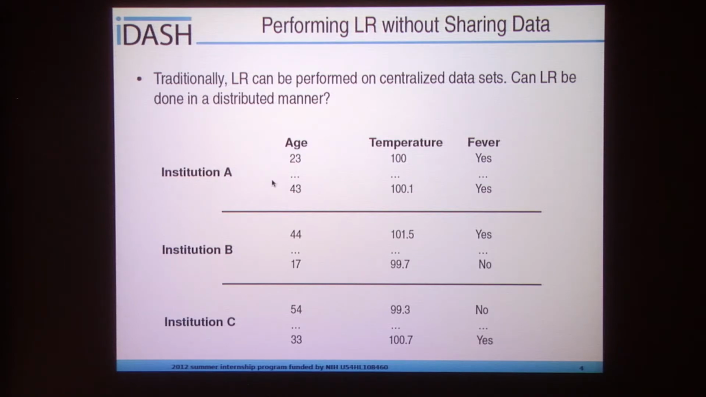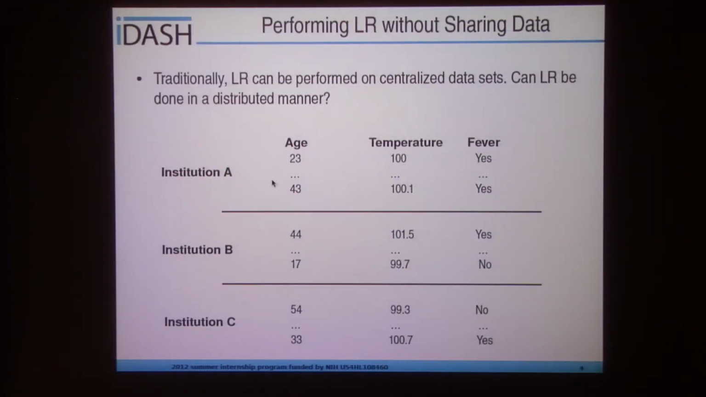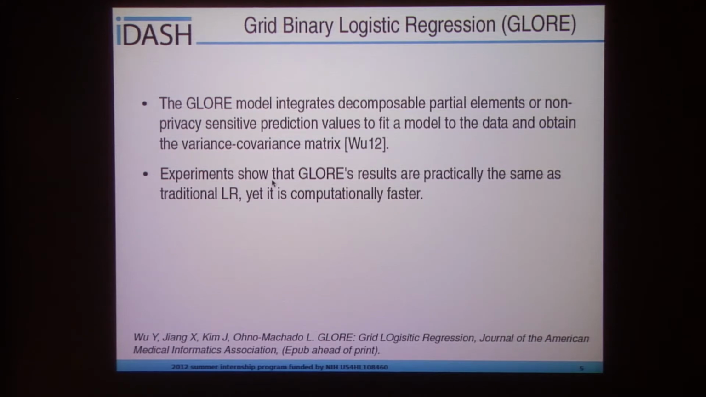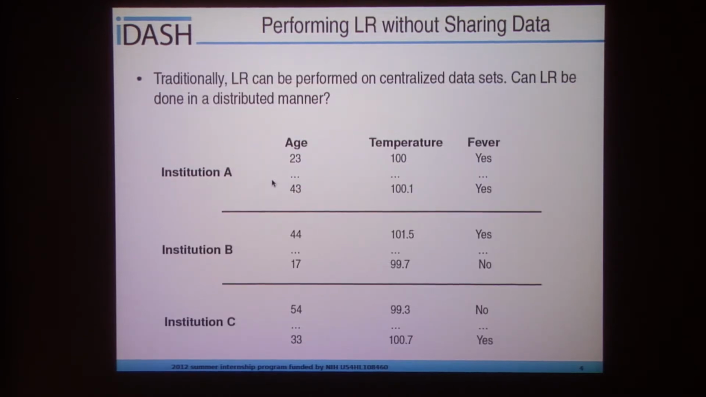What we want to speak about now is horizontal partitioning of the data. As you see on the table on the slide, we have multiple institutions, and they all have the same type of data, but they don't have all of it. They just have parts of it. And we still want to be able to fit a model to the data while acknowledging that these different institutions can't just copy this raw data and pass it around to people. So again, the question we wish to ask is, can logistic regression be done in a distributed manner?